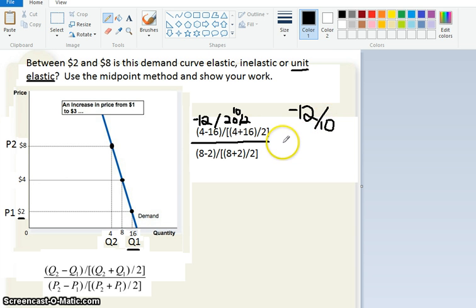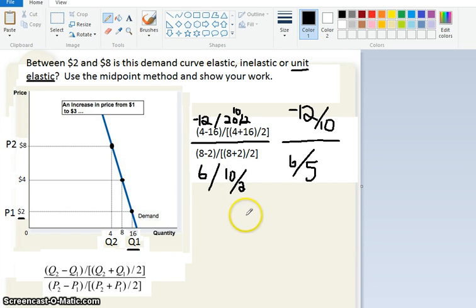And then it's going to go over something. So 8 minus 2 is 6, divided by 8 plus 2 is 10, divided by 2. So 10 divided by 2, so I get 6 over 5. Now go ahead and punch that into the calculator and see what you get: 12 divided by 10 and 6 divided by 5. I already actually know what the answer is going to be, so I'll just wait for you for a second.